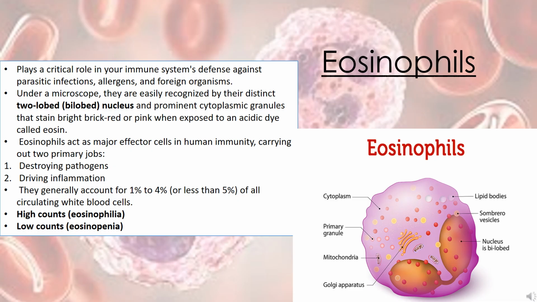Low counts, eosinopenia. Having a very low or virtually non-existent eosinophil count is generally not a cause for medical concern because other components of your immune system easily compensate for them. Low levels are typically discovered by chance and are often caused by the use of corticosteroid medications, acute severe infections like sepsis, or Cushing syndrome.